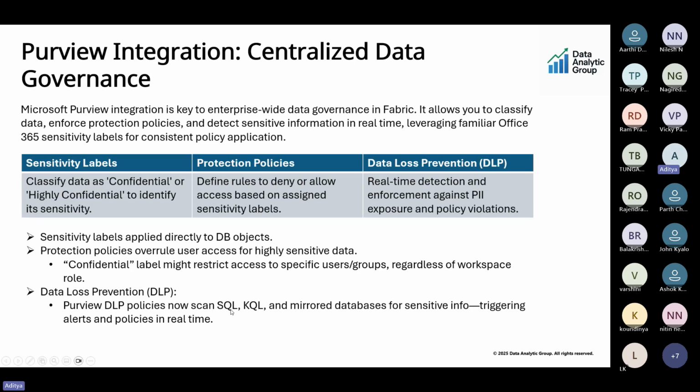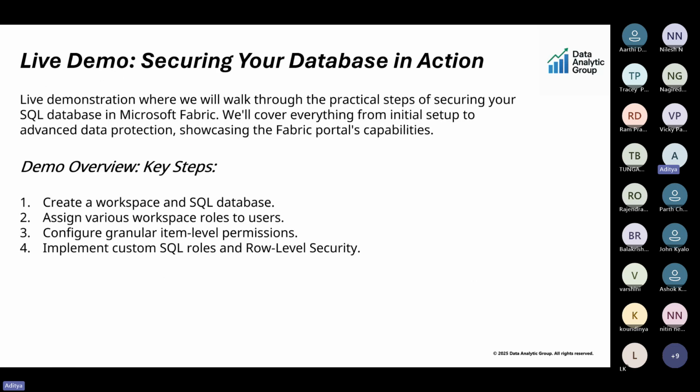And as I mentioned, policies are there, and data loss prevention policies. Now it can scan SQL, KQL, and mirrored databases for sensitive information. What exactly does that mean? If customer information is there in a database, like credit card information or any other confidential information which is not supposed to be exposed to external people, these data loss prevention scans can help and give us the details.